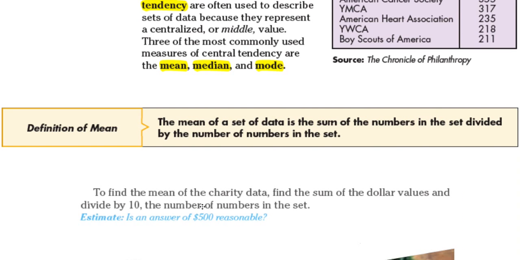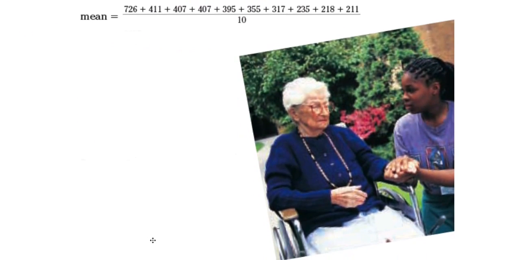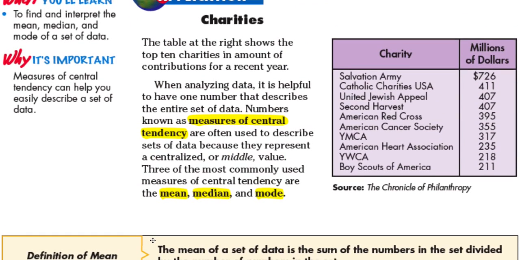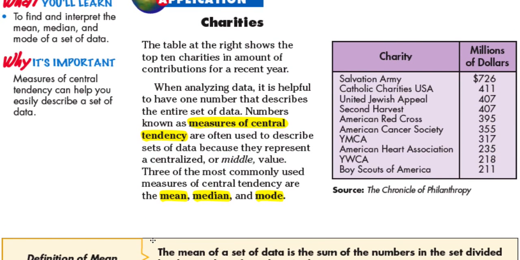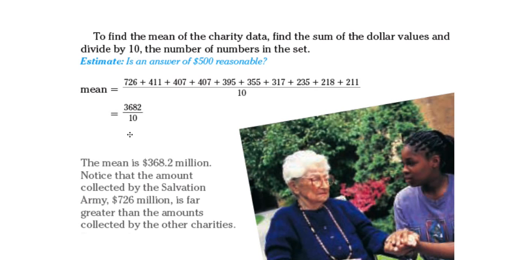To find the mean, find the sum of the dollar values and divide by 10, the number of numbers in the set. So we do that. Add up all the numbers on that table right over there. 726, add them all the way to 211. Divide that by 10. You find the mean, which is $368.2 million.